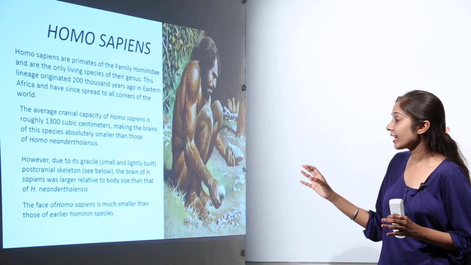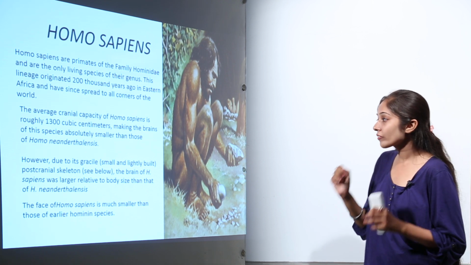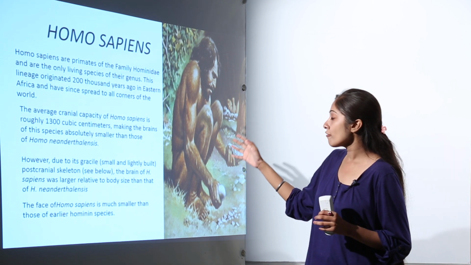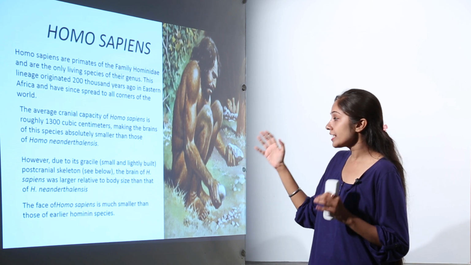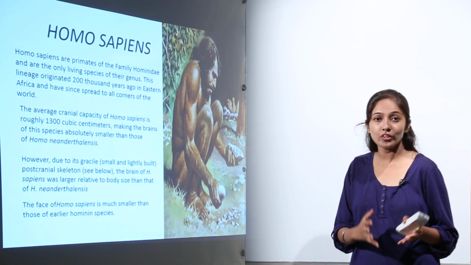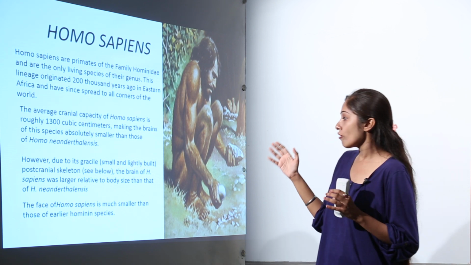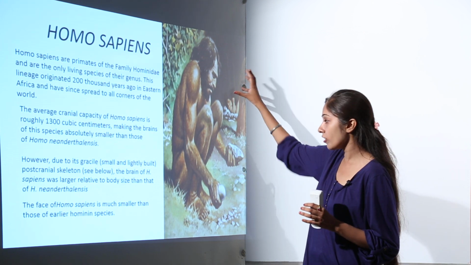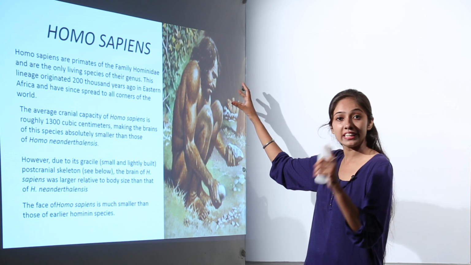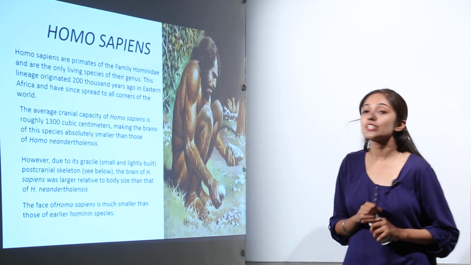However, due to its gracile, small and lightly built postcranial skeleton, the brain of Homo sapiens was larger relative to body size than that of Homo Neanderthalensis. The face of Homo sapiens is much smaller than those of earlier hominian species. So, these are the features of Homo sapiens.